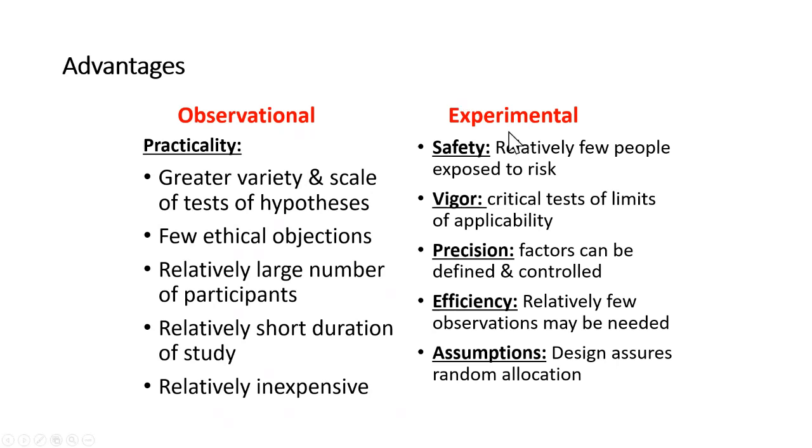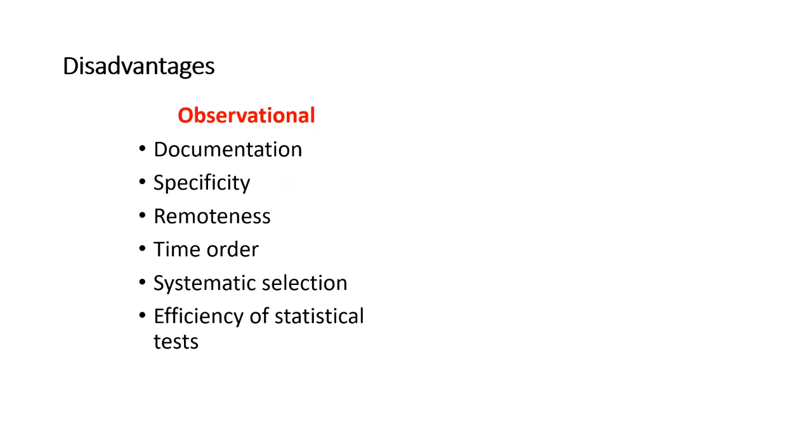So these experimental studies are generally safer. They are more vigorous and rigorous. They are precise. You can control them, and they're generally efficient because you don't have to have hundreds of observations. You can focus on a few things that allow you to target your study question. But there are disadvantages to both, and we need to consider what those disadvantages are.